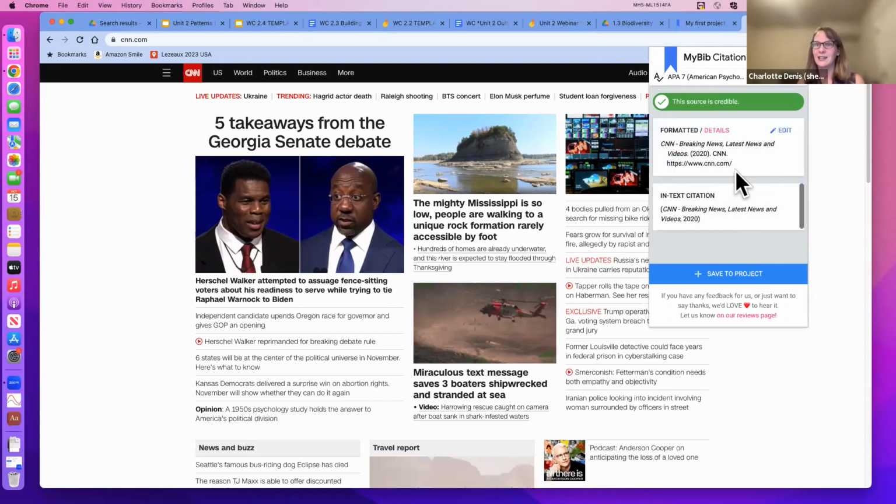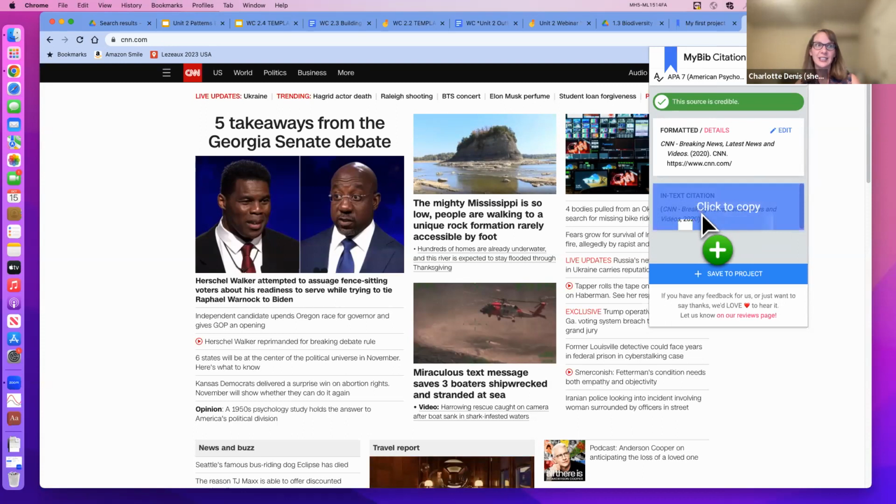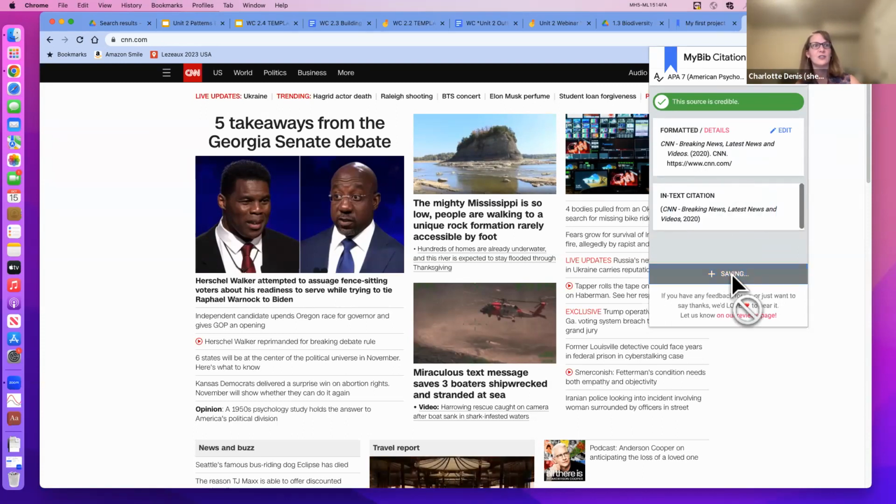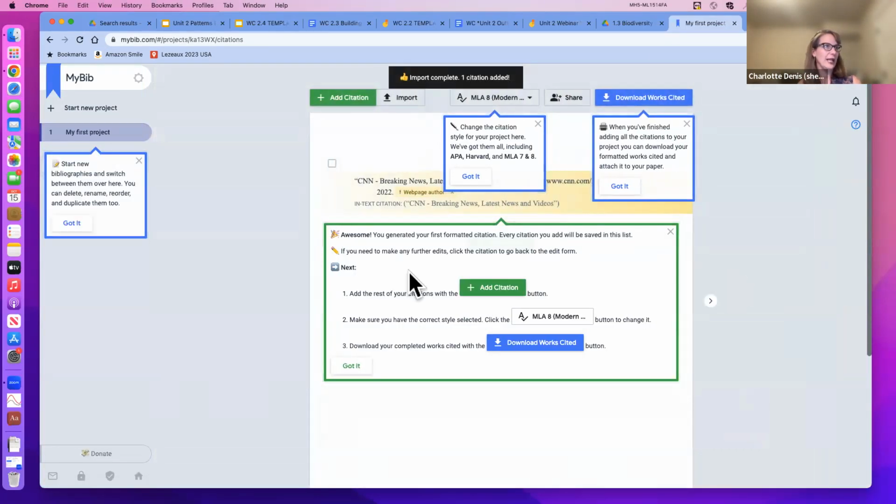I recognize that MyBib is not perfect, but my goal in this time at this age for students is to get them into the habit of citing their sources. So if they make their best effort to cite the source and it looks like this rather than just a URL, then I give them, quote unquote, credit for that. Right. And it also shows the in-text citation.